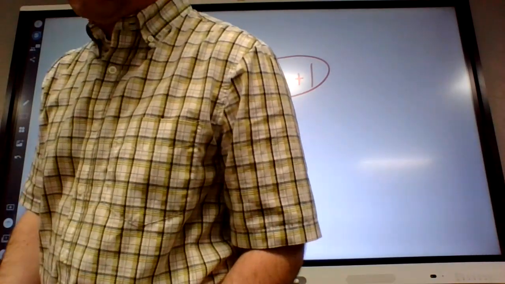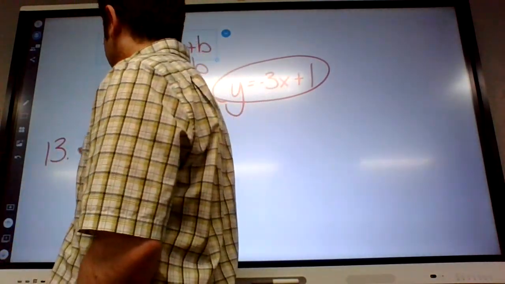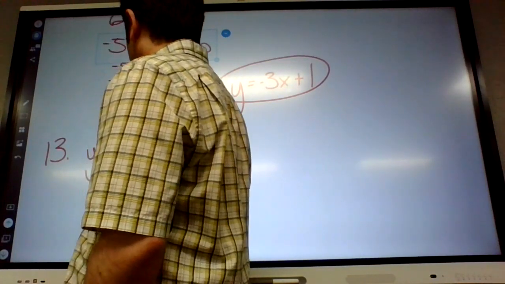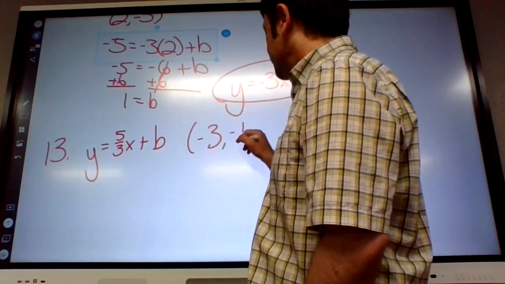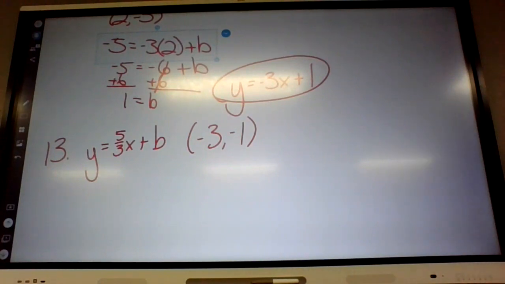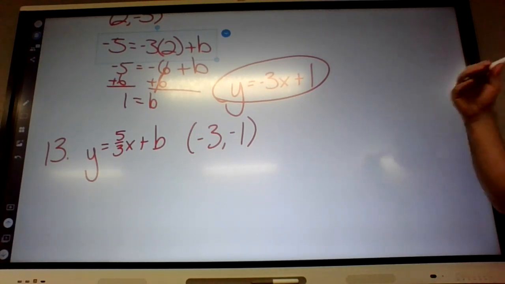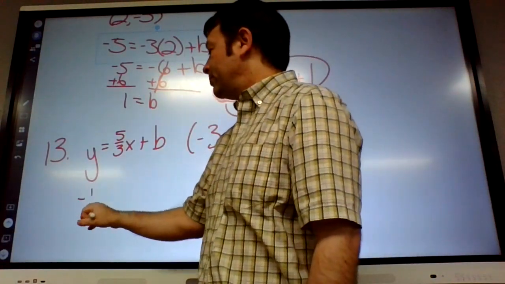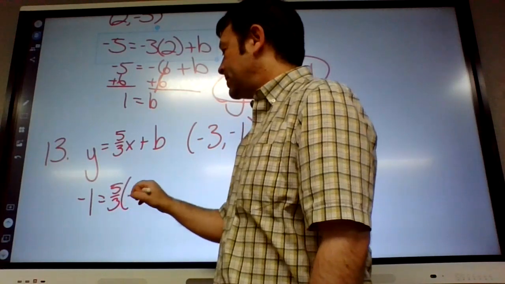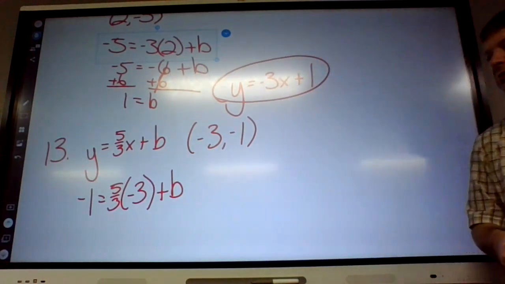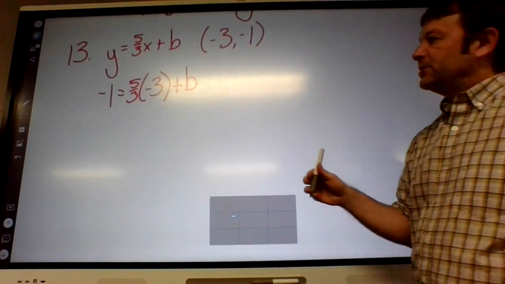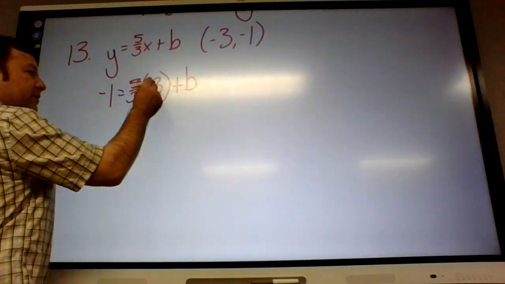Okay, so 13, we got slope is 5/3. I'm gonna go ahead and write that in there. And the point is -3, -1. That the line contains. Can anybody help me plug this one in? What should I write next? -3 for x. -1 for the y equals 5/3 times, and then -3 goes for x. What is 5/3 times -3?